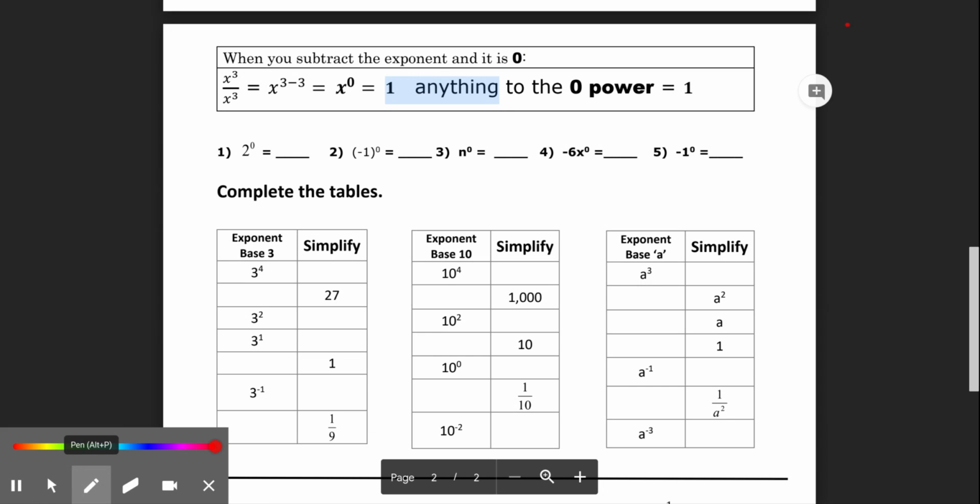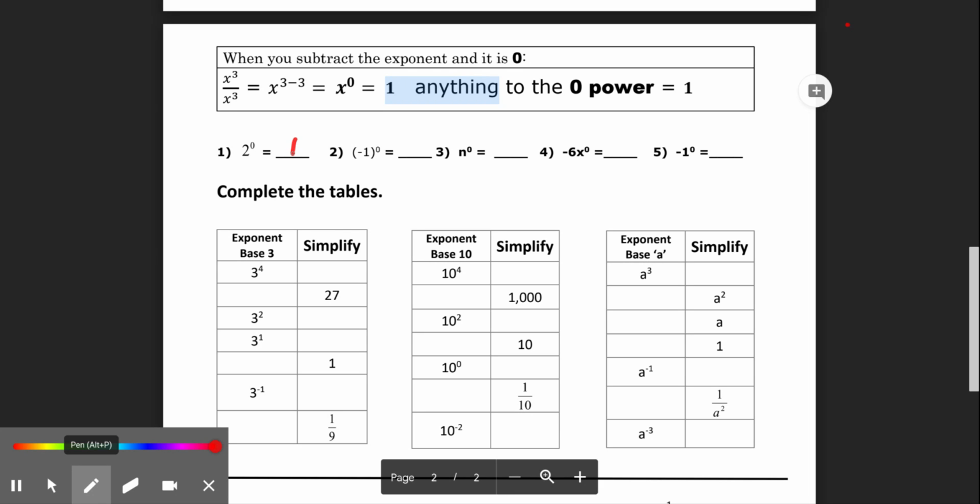When you subtract the exponent and it is 0, this is a carry over. I didn't realize that, but this carries over to what I was just explaining. When you subtract the exponent, 3 minus 3 is equal to 0, and anything to the 0 power is 1, because if you were to write it in expanded form, which I showed you on the other side, they all cancel out to be 1. So on problem 1, anything to the 0 power is 1.